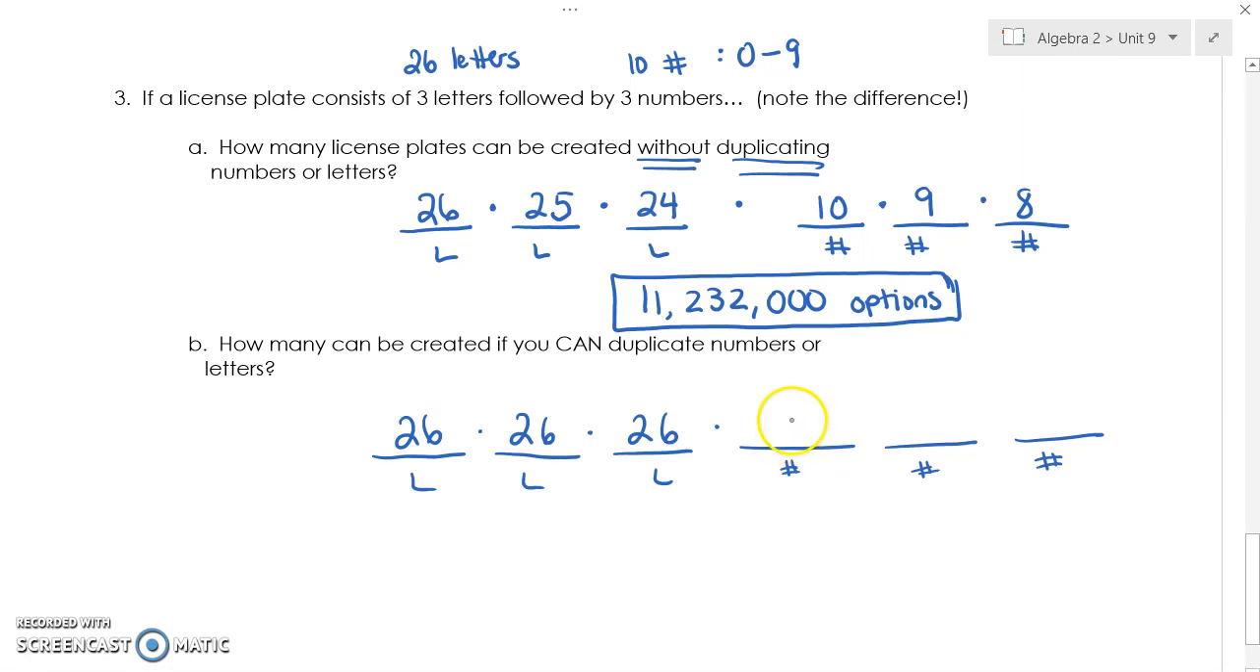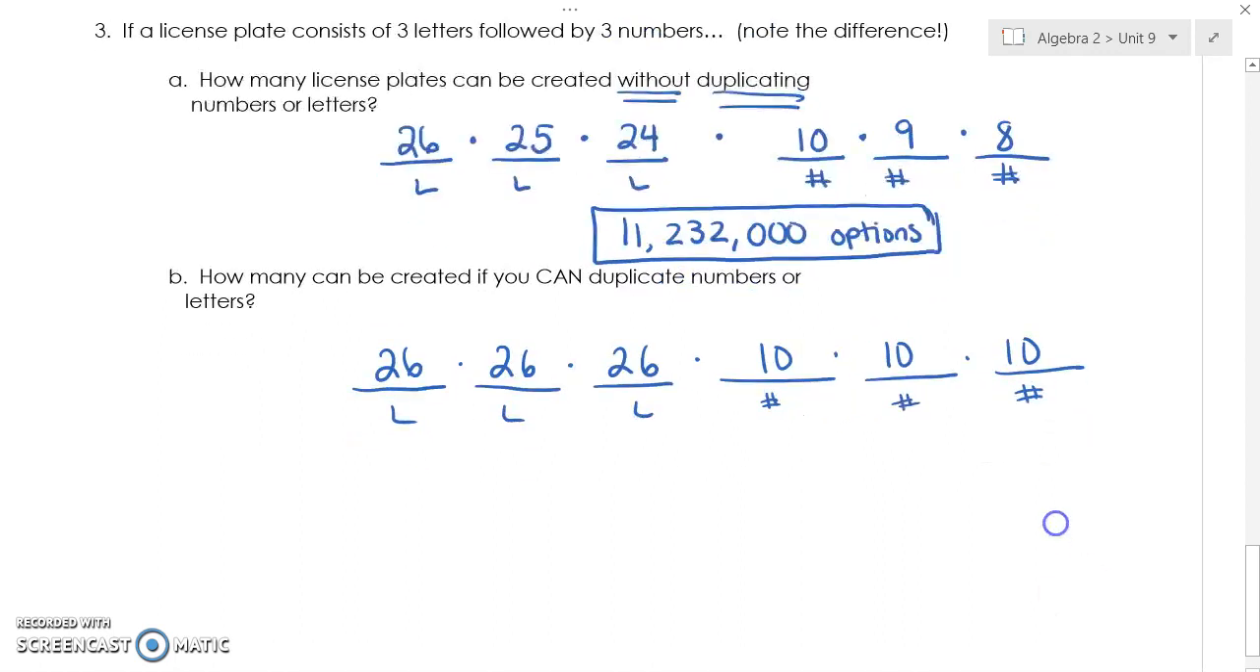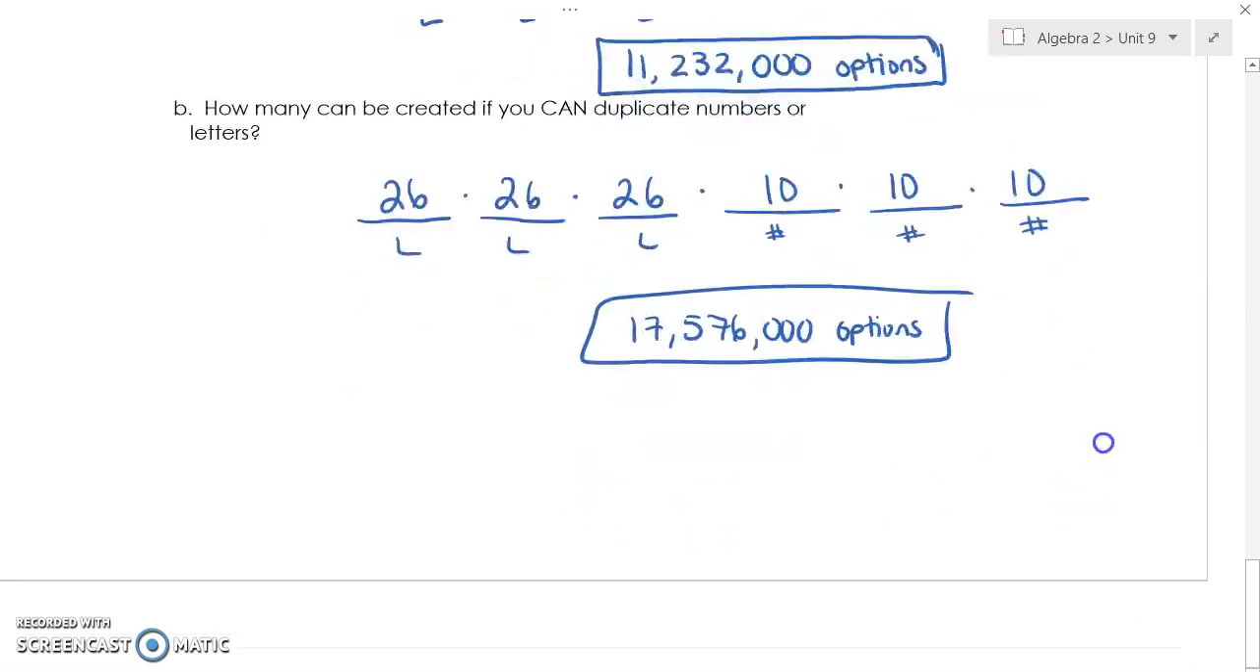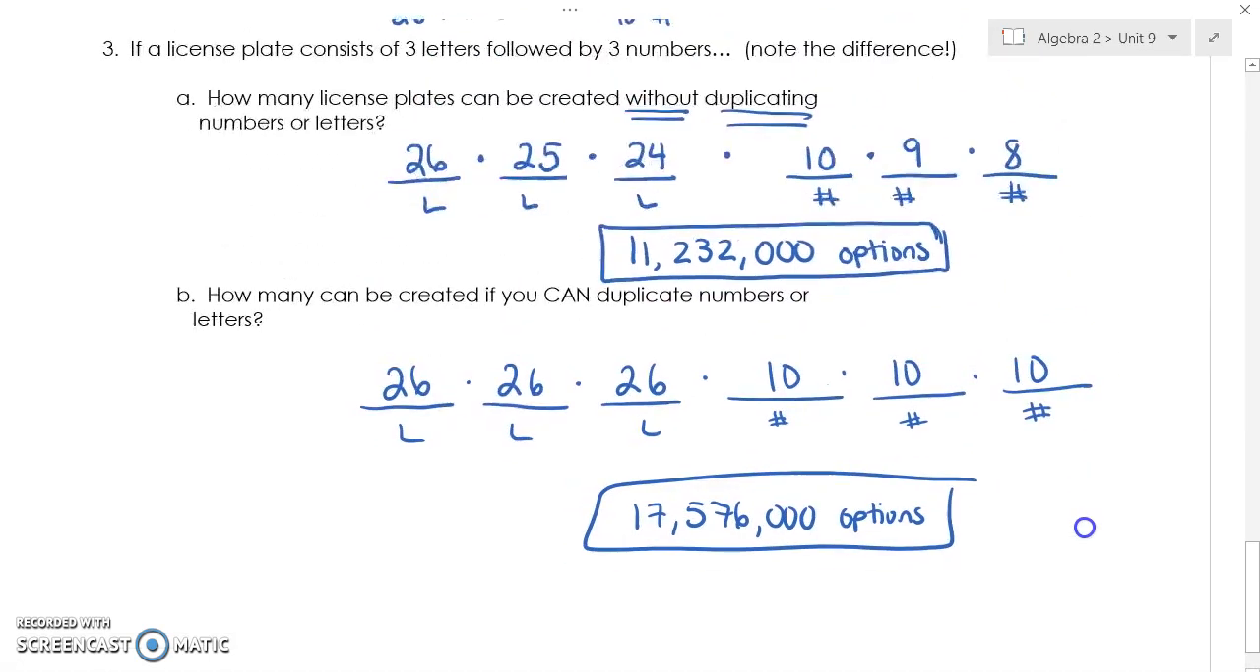And then I have 10 options for numbers, 10 again, and 10 again, because once again, I can use any of the numbers that I've received. So it's 26 times 26 times 26 times 10 times 10 times 10. So we have 17,576,000 options. So the less picky I become, the more options I end up getting. Okay? So that is all the problems that I have for you for today.